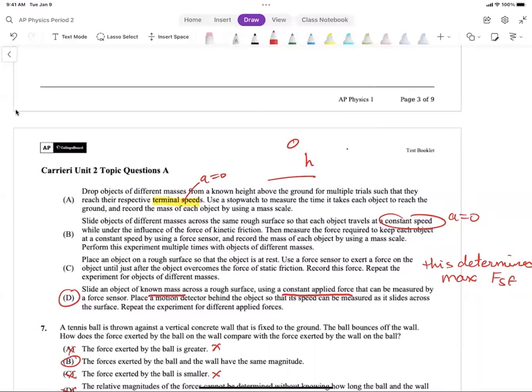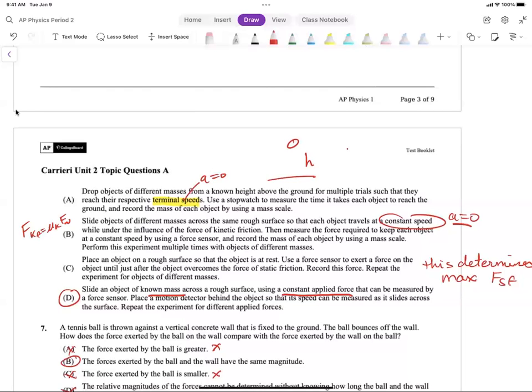Letter B, slides objects of different masses, so I'm changing masses, across the same rough surface. So I'm keeping, hopefully, the force of kinetic friction the same. Well, that's not true. Force of kinetic friction equals mu sub k times normal force. So mu k stays the same, but normal force is changing as mass changes, so that each travels at a constant speed. So now I don't have a net force anymore.